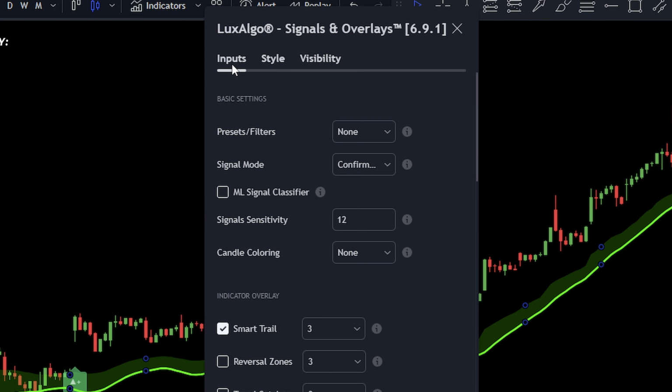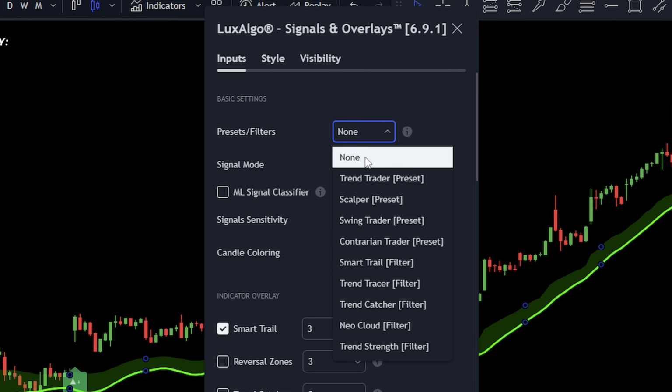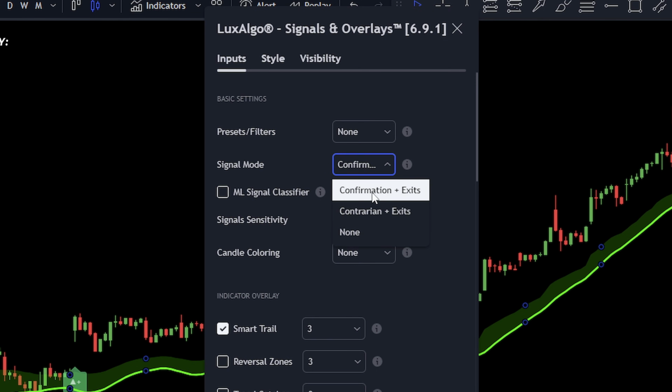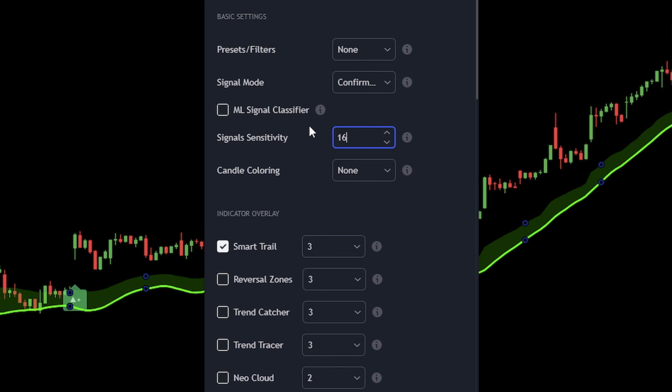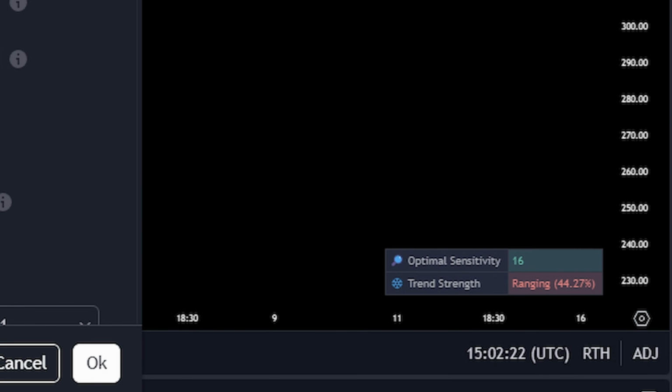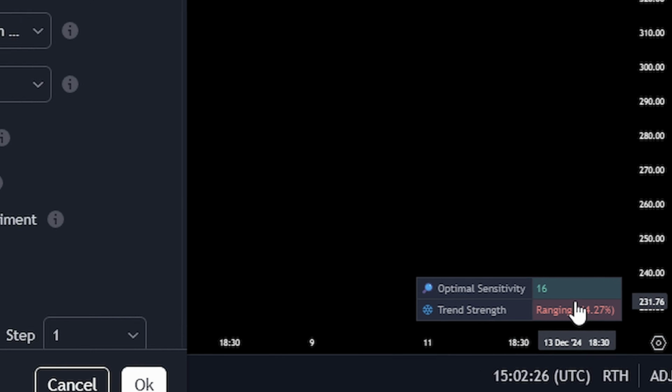Start by adjusting the settings in the Basic Settings section. Set the Presets and Filters option to None, change the signal mode to Confirmation and Exits, disable the ML signal classifier, and set the candle coloring to None. For signal sensitivity, I used a range between 12 and 16, adjusting based on whether the market was moving faster or slower. For most traders, I'd recommend using the optimal sensitivity displayed on the dashboard for precise adjustments.